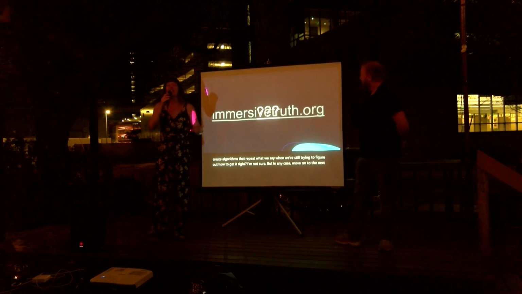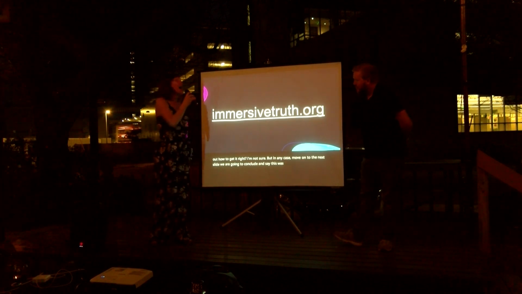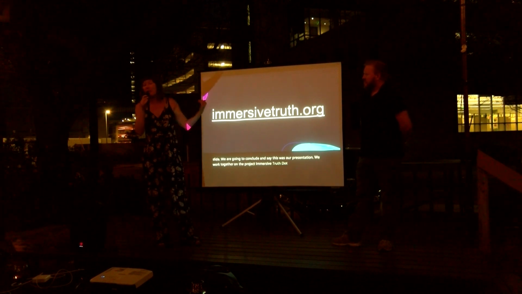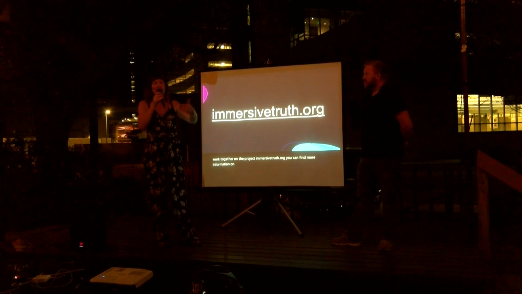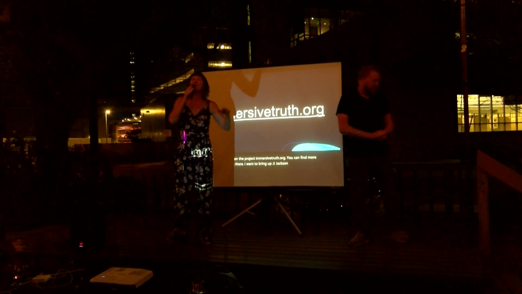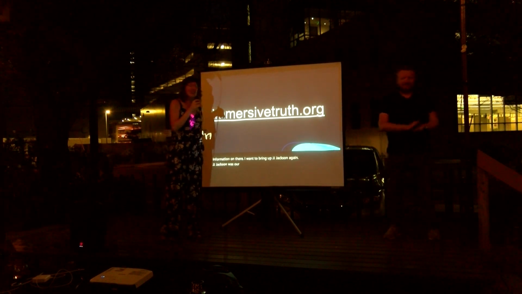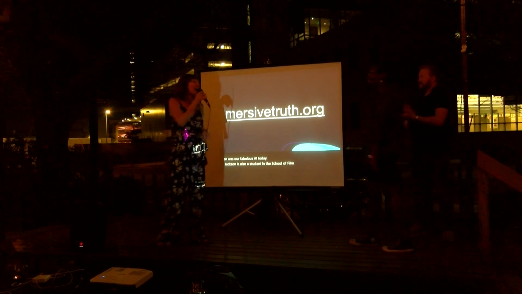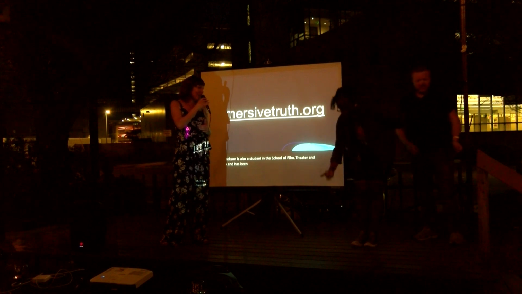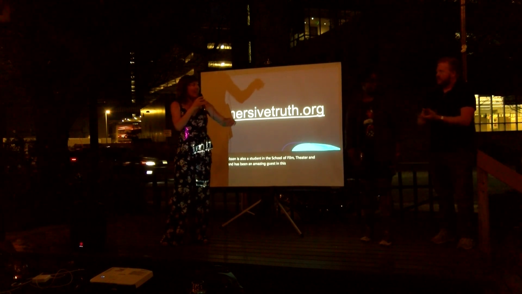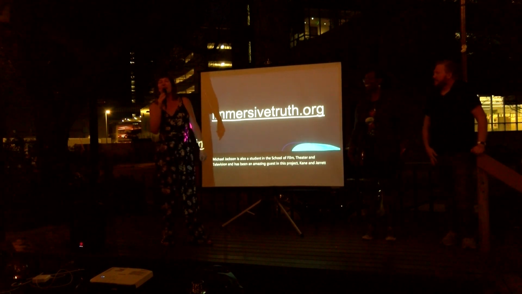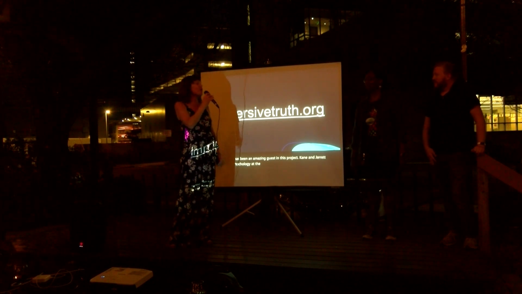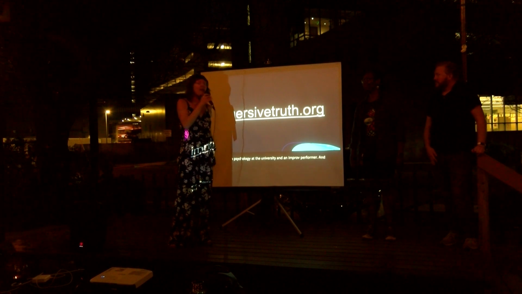We are going to conclude and say this was our presentation. We work together on the project immersivetruth.org. You can find more information on there. I want to bring up JJ Jackson again. JJ Jackson was our fabulous AI today. JJ Jackson is also a student in the School of Film, Theater, and Television and has been an amazing guest in this project. Kainan Jarrette is a student in psychology at the university and an improv performer, and you both do a bunch of more amazing things.